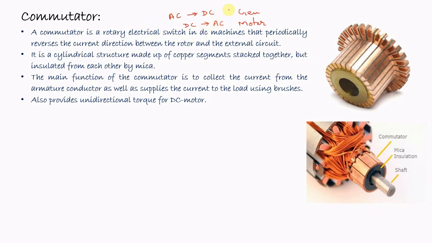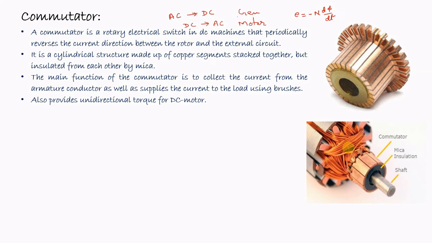When the machine is working as a generator, the rotor will be rotating within a constant magnetic field. Then in the rotor conductors, the EMF will be induced according to Faraday's law of electromagnetic induction. And according to this formula, the EMF induced is always alternating in nature. So here also the EMF induced in the armature winding is alternating.